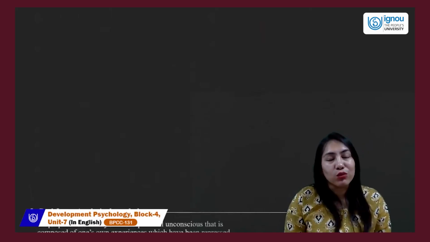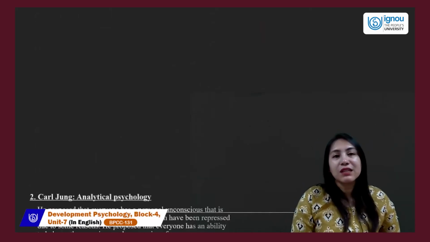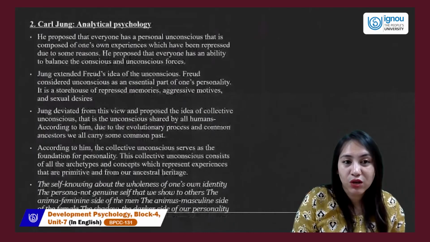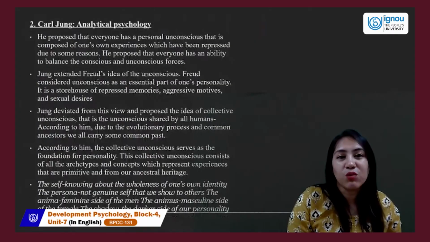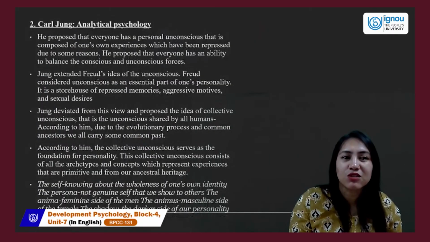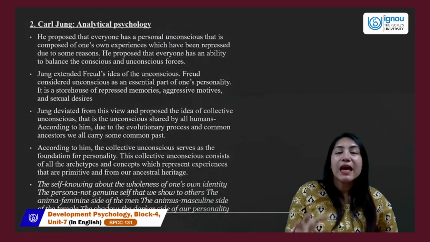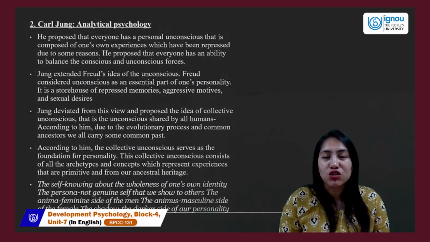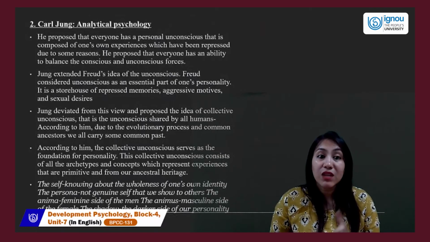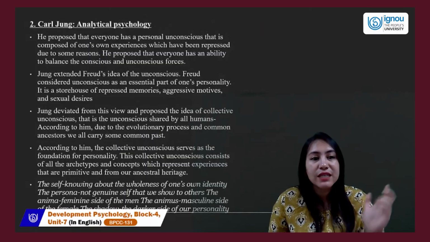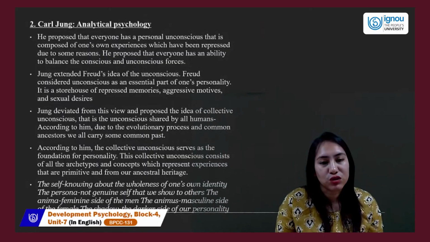The next was Carl Jung. Carl Jung was another neo-Freudian, coming with the concept of analytical psychology, a very beautiful concept of psychology. He proposed that everyone has a personal unconscious that is composed of our own experiences and feelings repressed for some reason. And he also said that everyone has the ability to balance these conscious and unconscious forces. Jung actually extended Freud's idea of the unconscious and stated his collective unconscious.